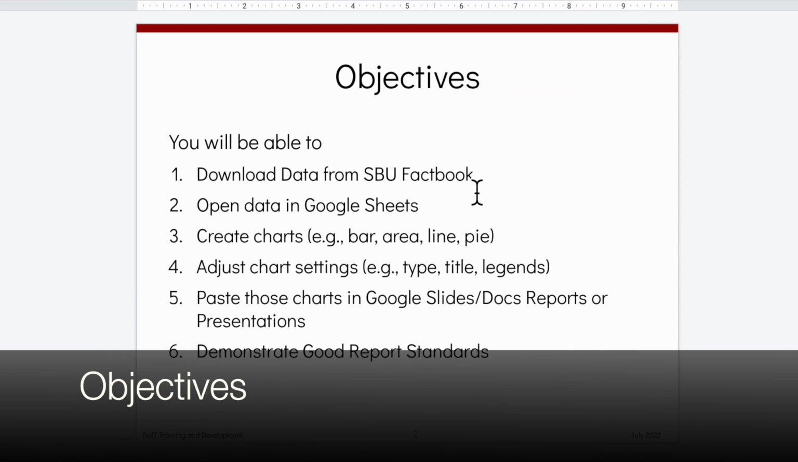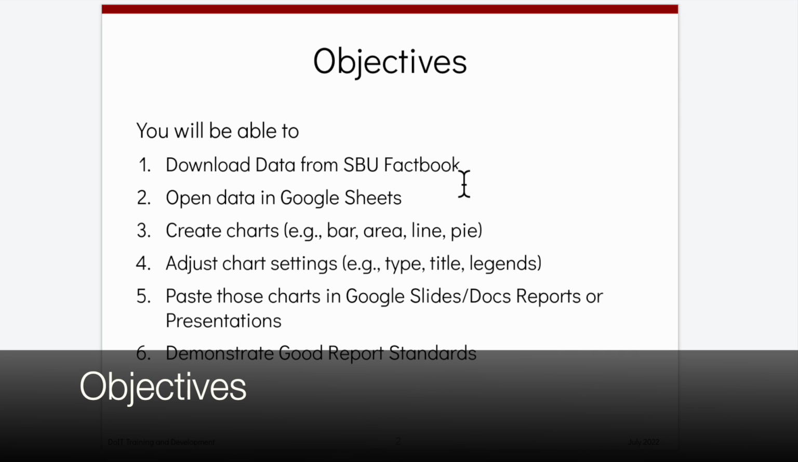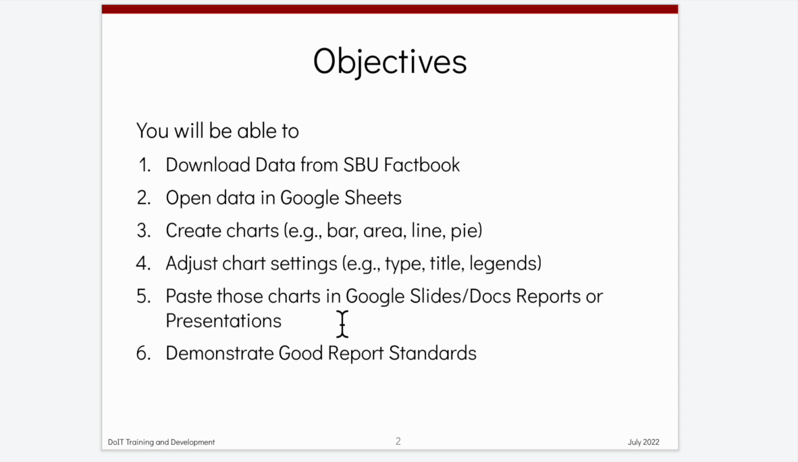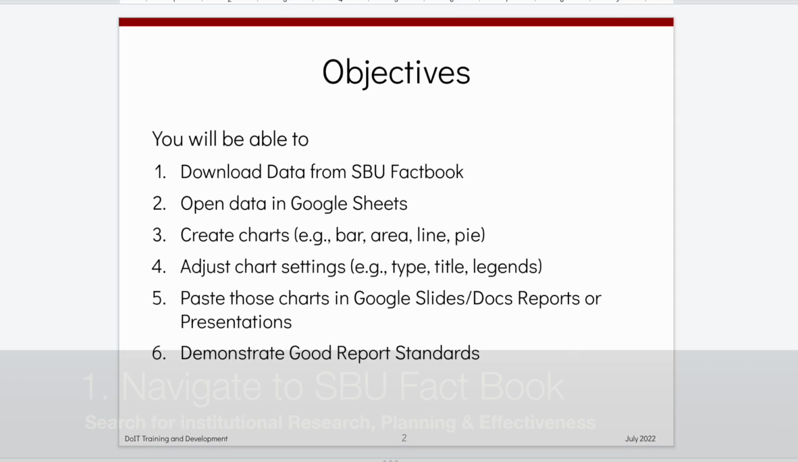So we will look at how to download the information from that website, get it into Google Sheets, create charts from that, adjust those charts, use those charts in slides or reports, and also we'll look at the good report standards that the Institutional Research Planning and Effectiveness team has developed to help us use this data well.